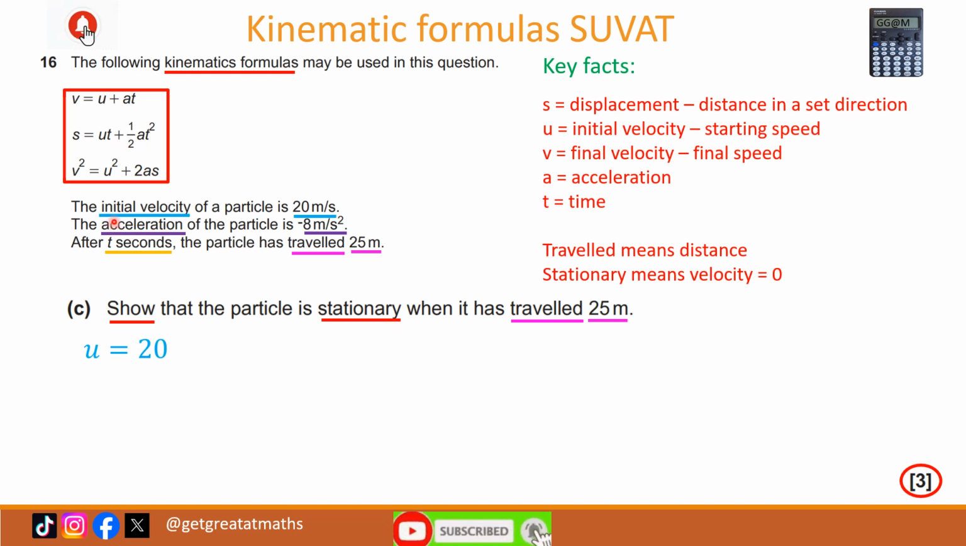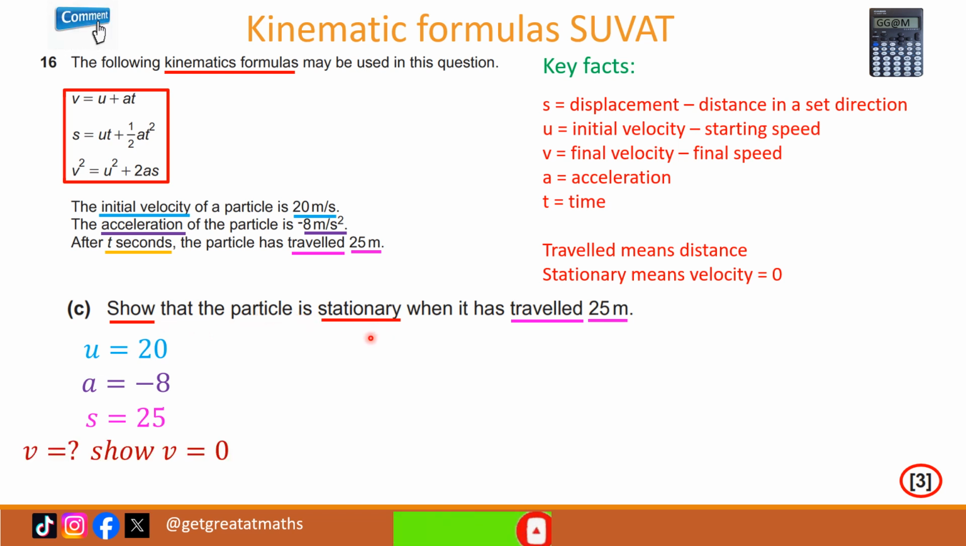So, from the question, we're told that the initial velocity is equal to 20. So we know that U is equal to 20. A is equal to negative 8 because the acceleration is equal to negative 8. S is equal to 25 because it tells us we have travelled 25 meters. Now it says we've got to show that the particle is stationary. So we are going to show the velocity is equal to 0. So we've got to work out what this velocity is, and we've got to show it equals 0.